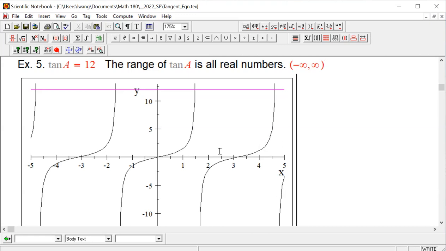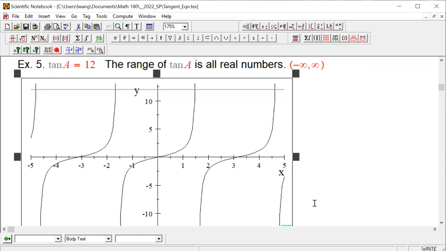What does that mean? That means no matter what horizontal line you draw, you're going to touch the curve. If there is no touch, no solution. But if there are touches, there are solutions. That's plain and simple. Now the question is, what is the solution?